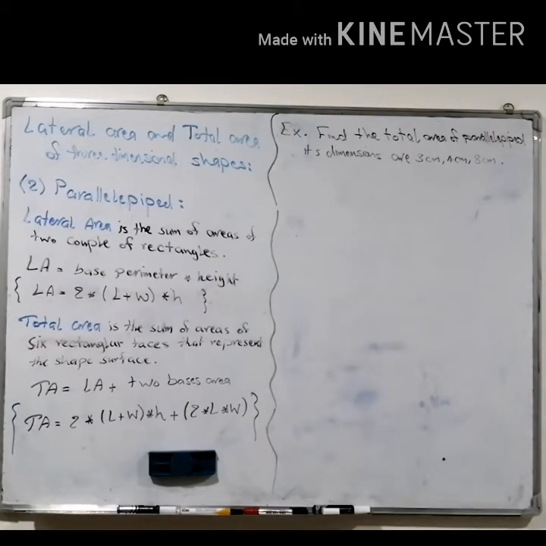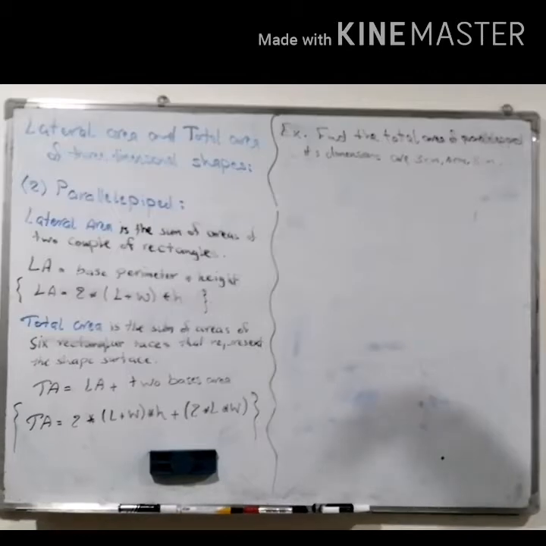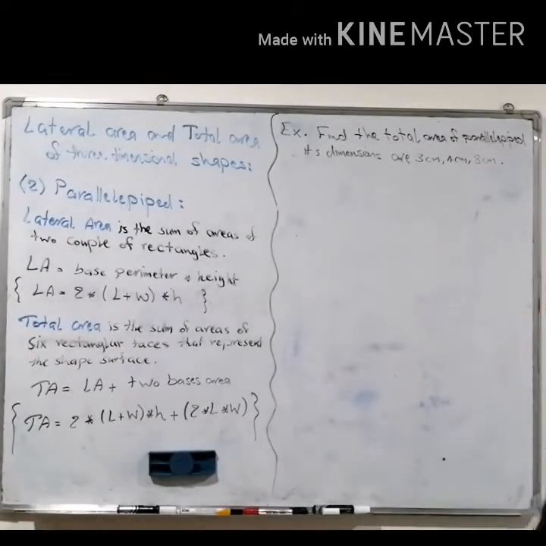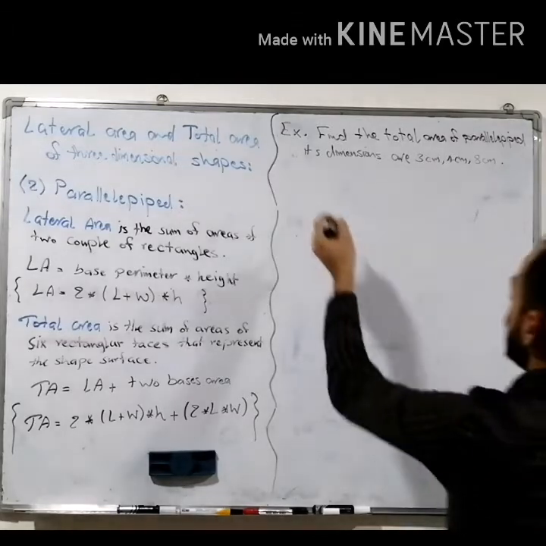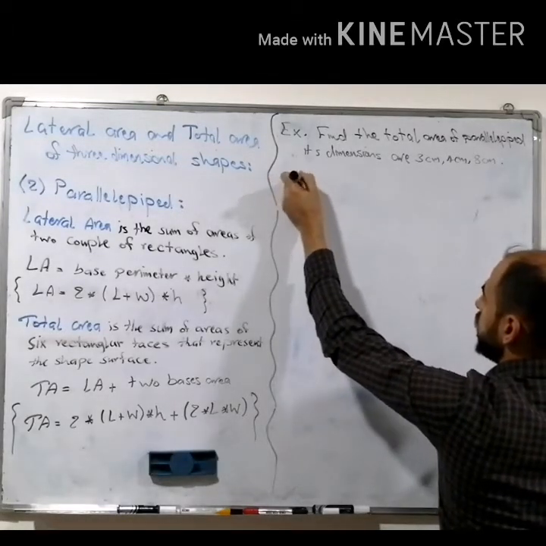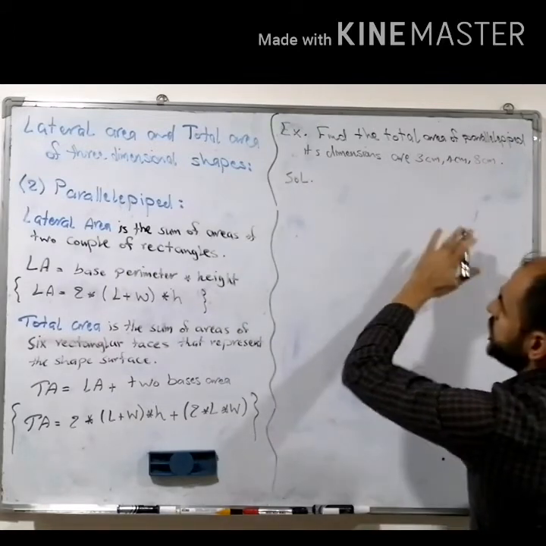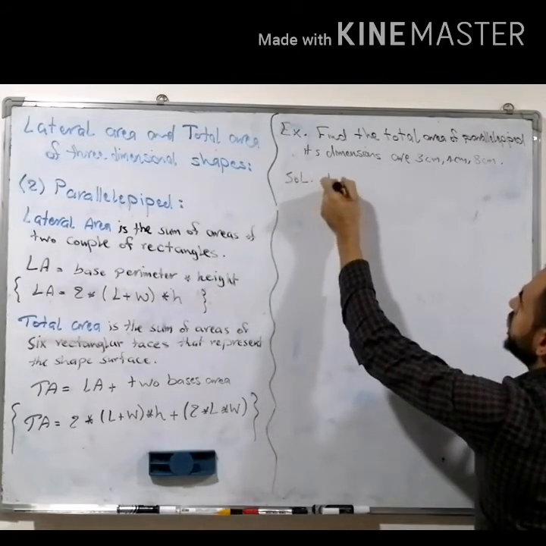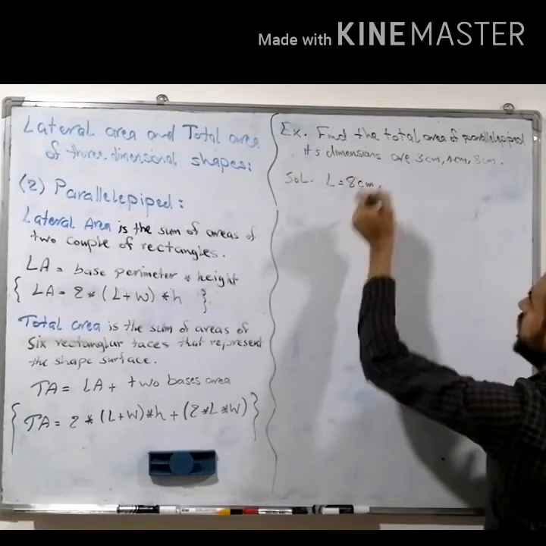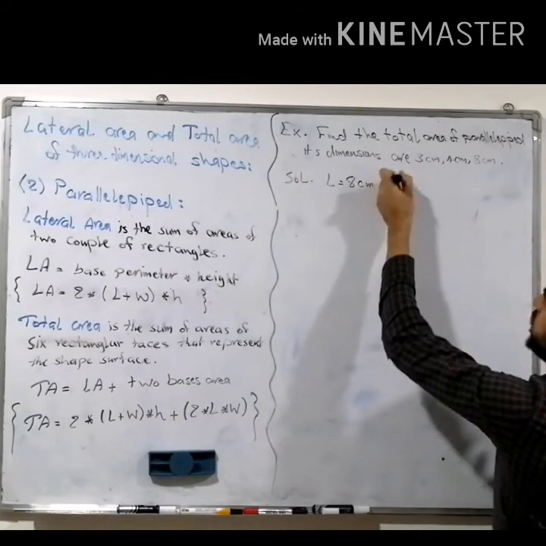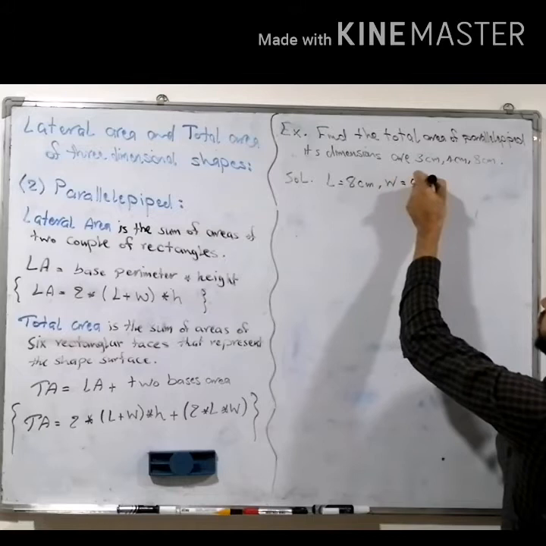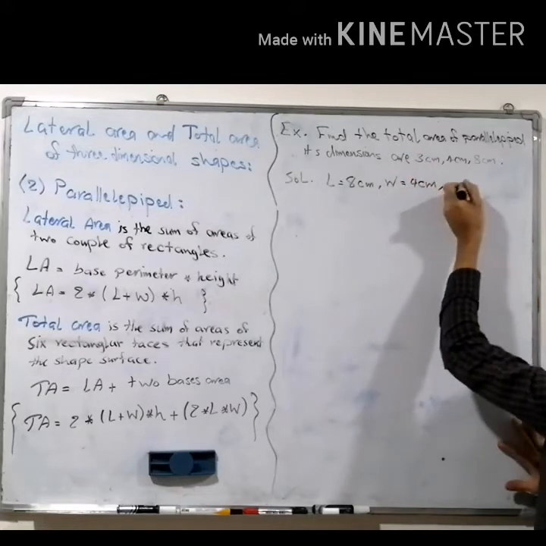That means the biggest number is the length, and the smallest one is the height. Okay, so the solution will be: first we determine the length, width and height. L equals 8 centimeters and the width is 4 centimeters. The smallest one is the height.